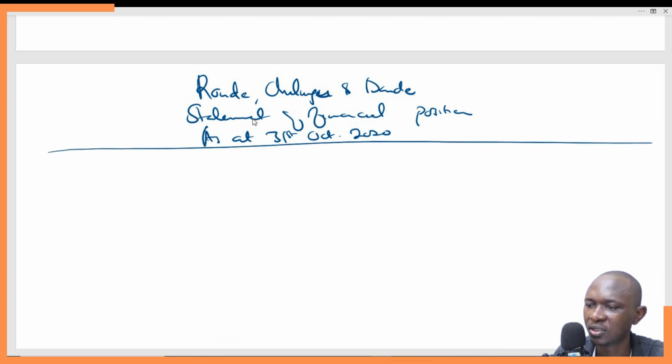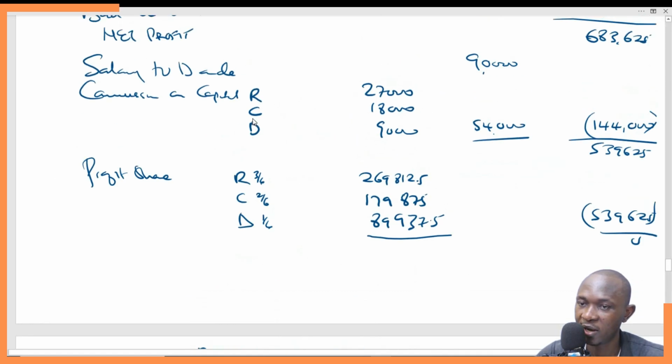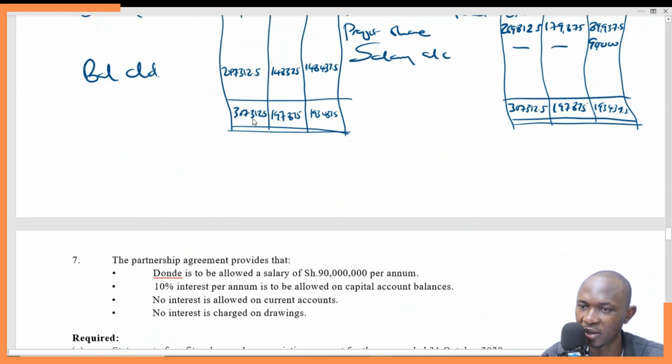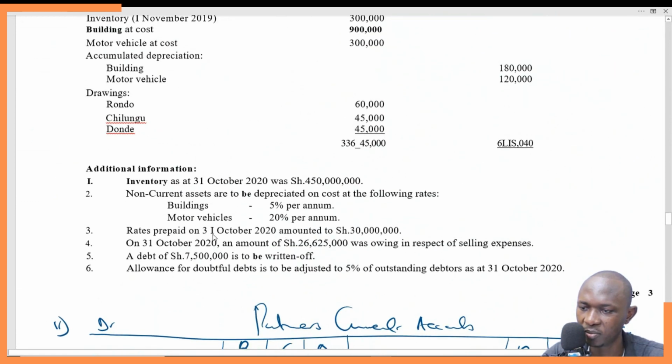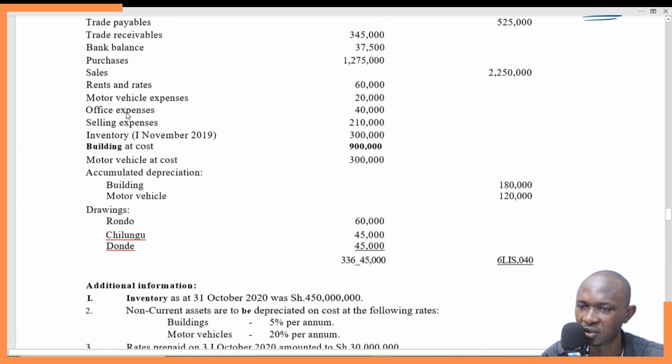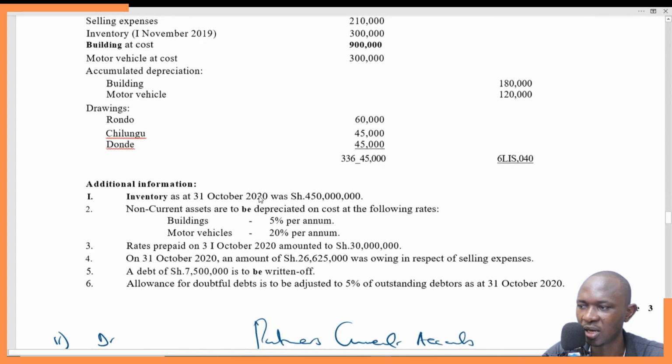And of course, we always start with the non-current assets unless otherwise. So our non-current assets, I know we have buildings, we have motor vehicle. Let's go with the totals. So buildings 900, motor vehicle 300. Buildings 900 at cost. We are picking at cost.